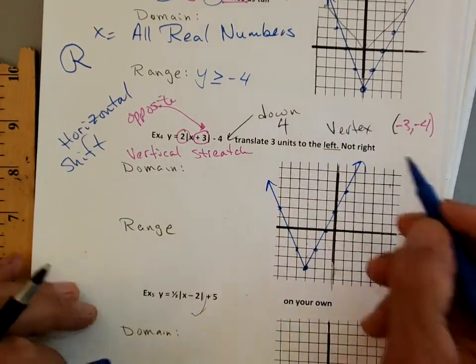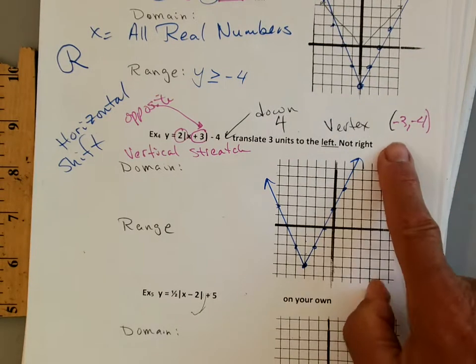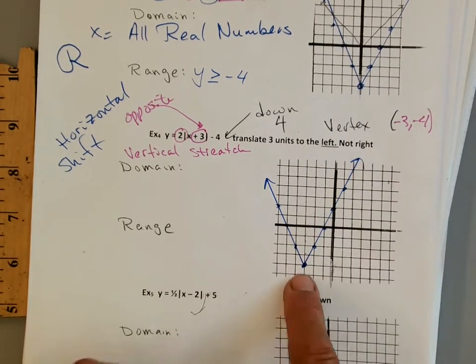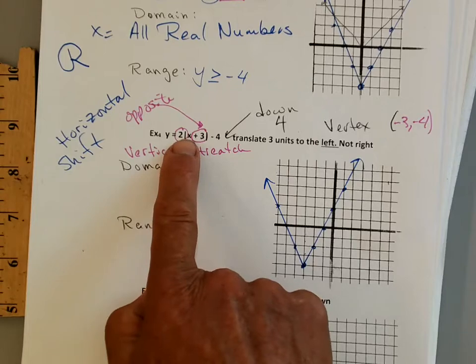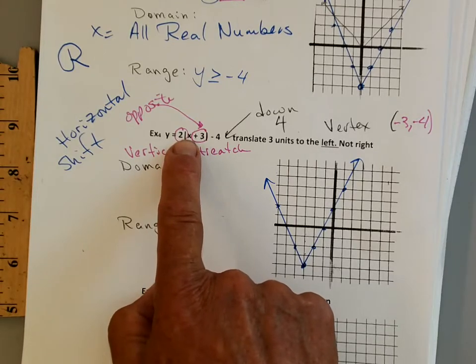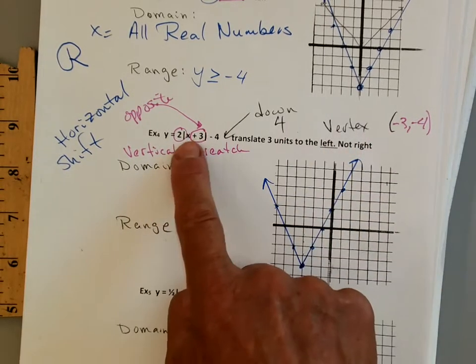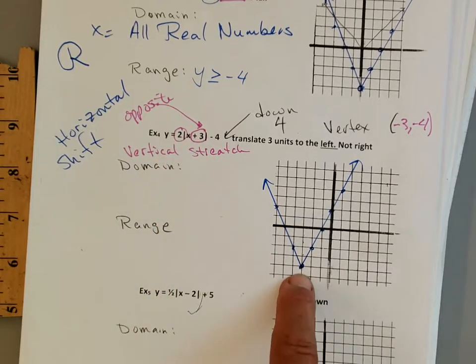Now, why is this at negative 3? Because negative 3 for x zeroes this out. That's why. Negative 3 for x makes this 0, which puts it at its lowest spot.